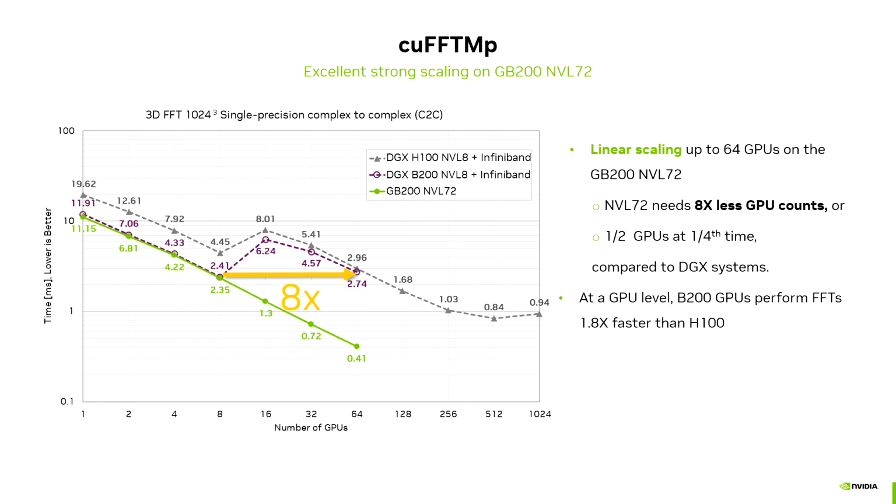So the takeaway of this one is that NVL72 scales really perfectly with cuFFT, and we are talking about an 8-times reduction in the number of GPUs if you're scaling beyond 8 nodes.